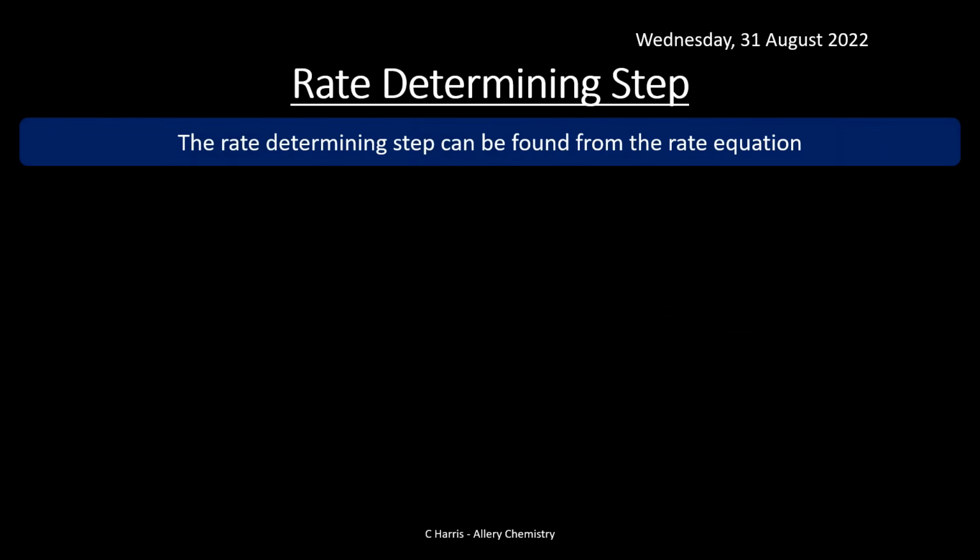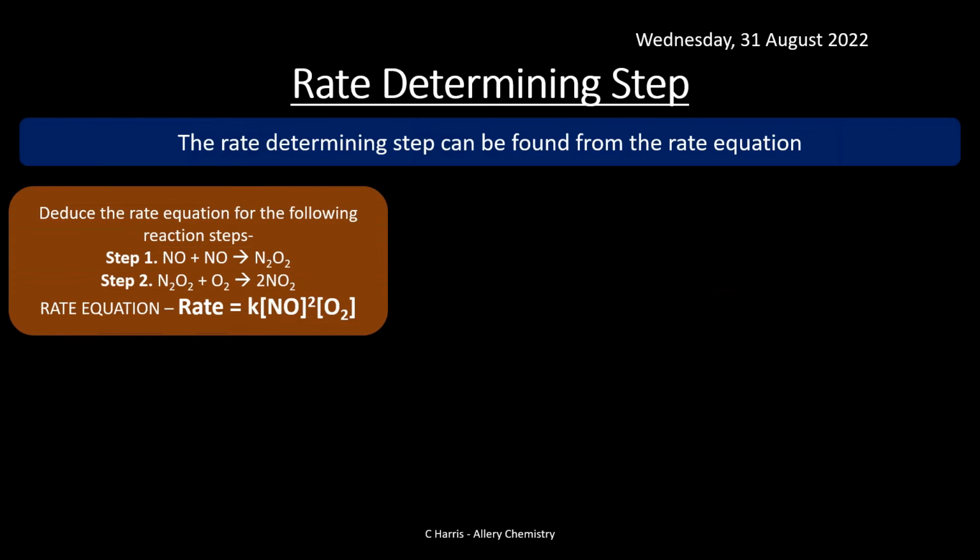The rate determining step can be found from the rate equation, so we're going to do it backwards this time. We're going to deduce the rate determining step for the following reaction steps. Step 1 is NO plus NO forming N2O2. Step 2 is N2O2 plus O2 giving 2NO2. There are a lot of NOs and 2s. The overall rate equation is rate equals k[NO]²[O2]. So we've been given the rate equation.